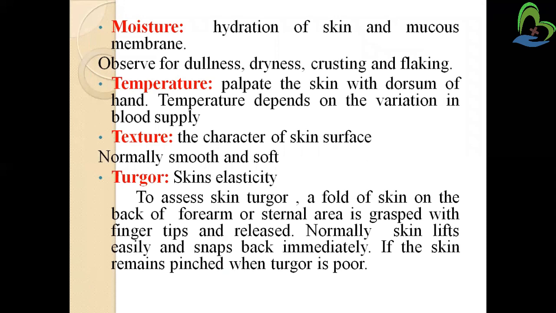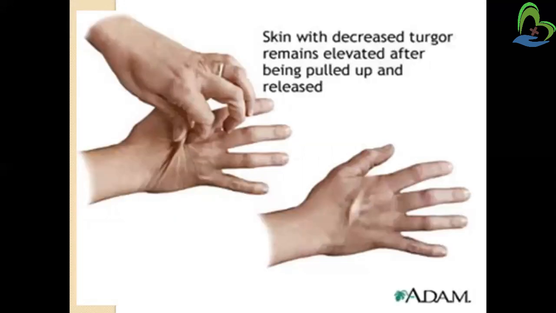Then the last one is skin turgor, meaning skin's elasticity. To assess the skin turgor, a fold of skin on the back of forearm or sternal area is grasped with the fingertips and released. Normally, skin lifts easily and snaps back immediately. If the skin remains pinched, turgor is poor. So skin with decreased turgor remains elevated after being pulled up and released. It usually happens in older age, and you can assess skin turgor at the sternum too.